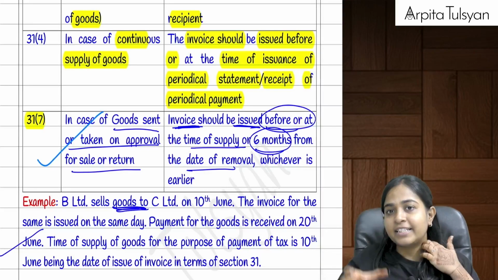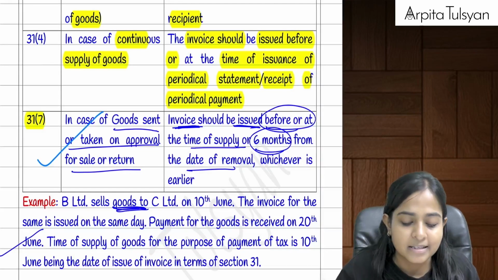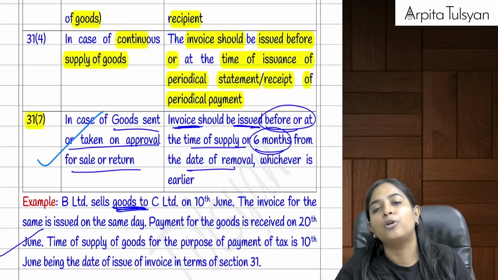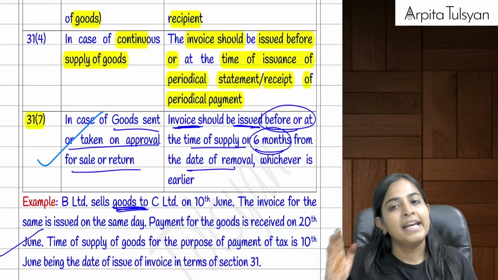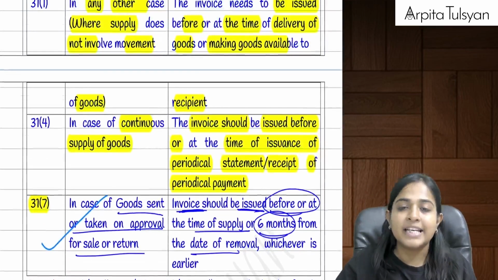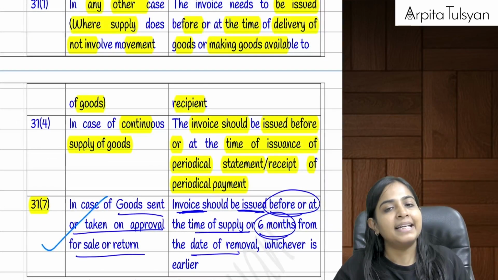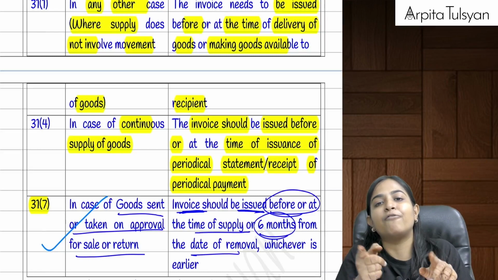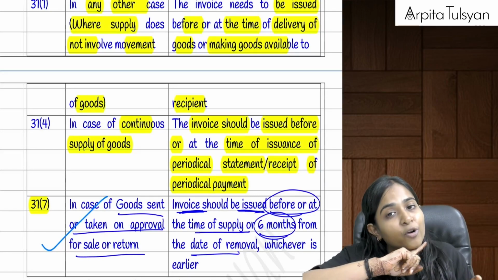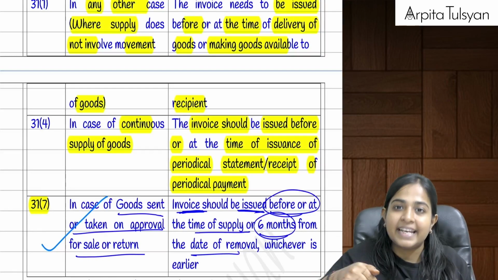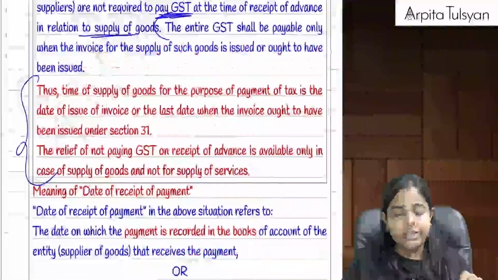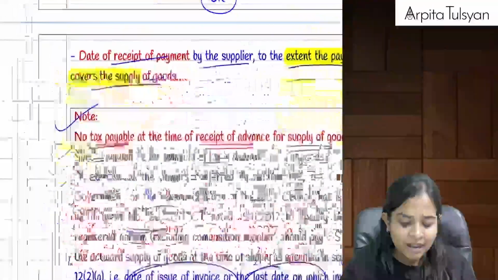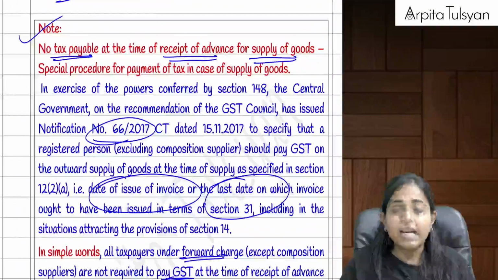So ma'am, why did we study the section number 31? By studying the section number 31, we basically came to know what is the last date of issuing the invoice. If the invoice is issued before time, then in that case, the date of invoice or receipt of payment, whichever is earlier. If the invoice is not issued on time, then the last day when the invoice should have been issued or receipt of payment, whichever is earlier. This is how we are going to calculate the time of supply. Are you clear with this?